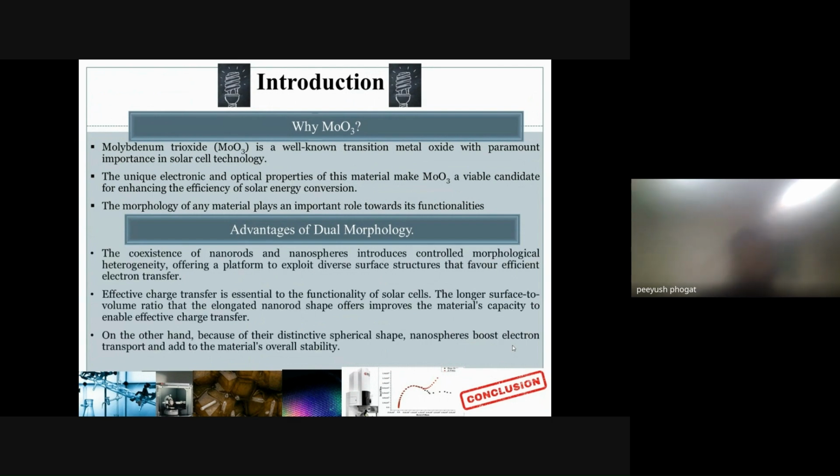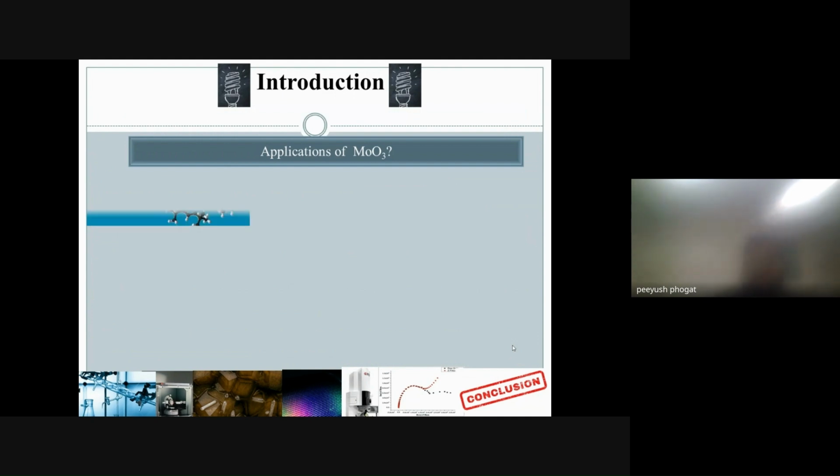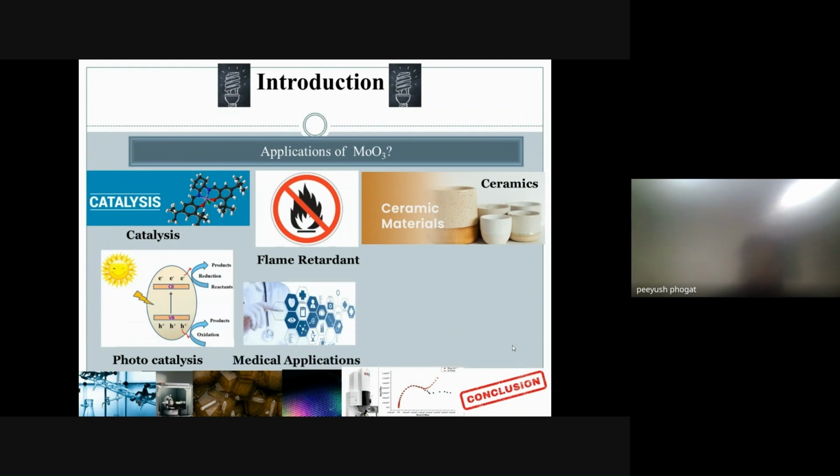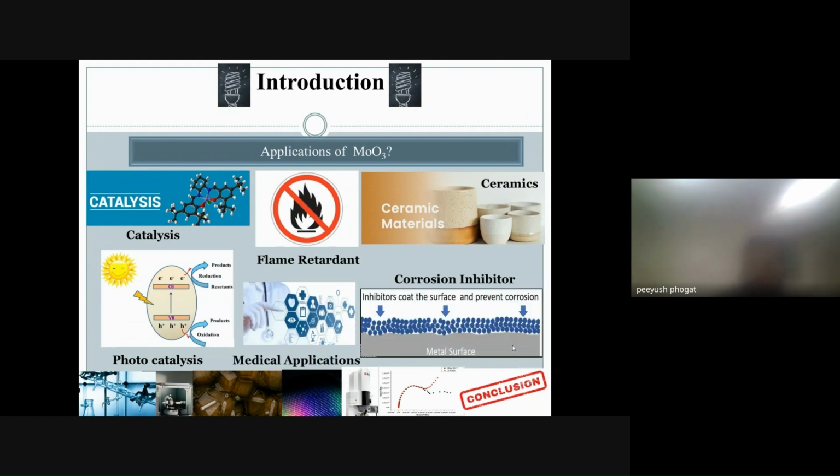So the coexistence of dual morphology can effectively enhance the charge transfer and functionality in a solar cell, and the high surface to volume ratio in a nanorod can offer improved material capacity to enable effective charge transfer, whereas on the other hand, the spherical shape of the material can boost electron transport and add to the material's overall stability. So what is the application of MoO3? It can be used in catalysis, flame retardant, ceramic material, photocatalysis, medical application, and corrosion inhibitor.